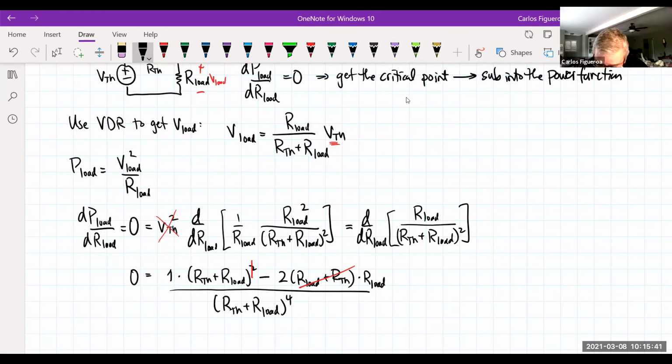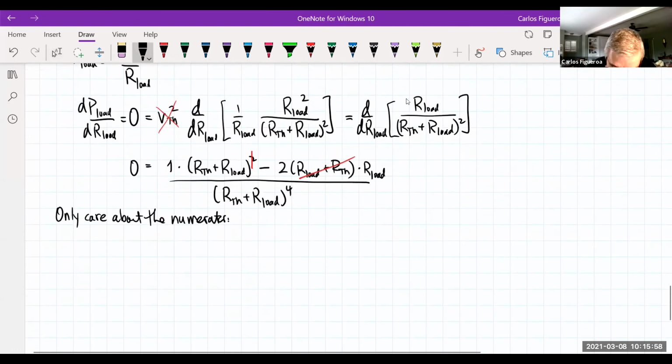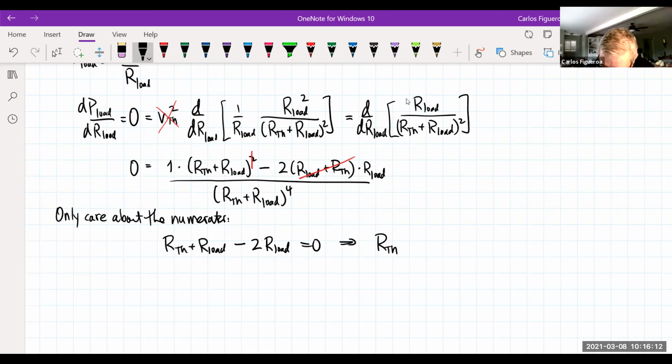Okay, so if I do that, then now we only care about the numerator. So if I only care about the numerator, you could see that this guy's going to be RTH plus R load minus 2 times the load. And that's equal to 0, which tells you that RTH must be R of the load. So this is the critical point. So the critical point is this guy.